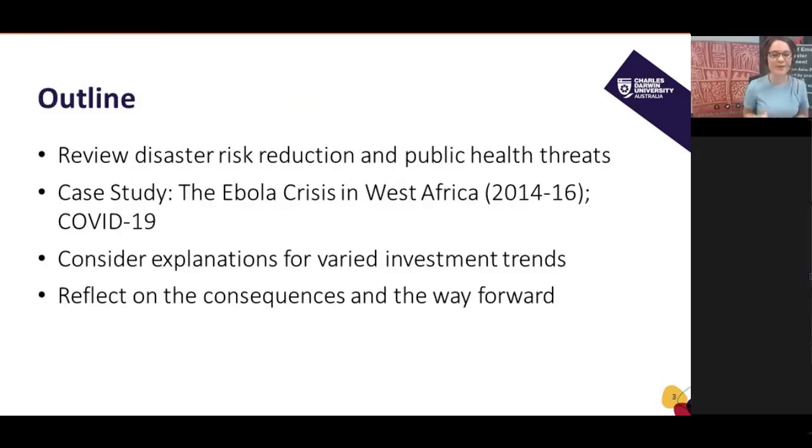So today we're going to be introducing the concept of disaster risk reduction, and we'll be applying it to understand investment in the reduction of health risks. We'll review hazard and risk reduction strategies, consider investment trends using 2 case studies, consider explanations for varied levels of investment, and we'll be reflecting on the way forward.